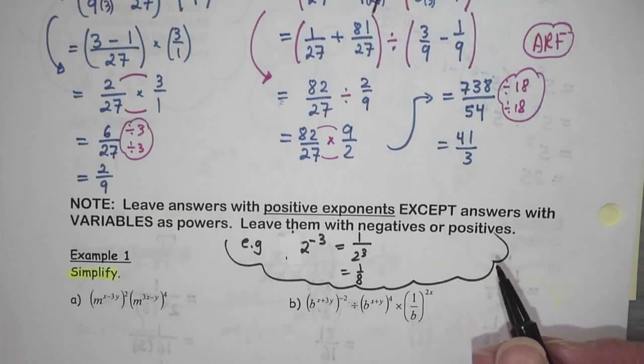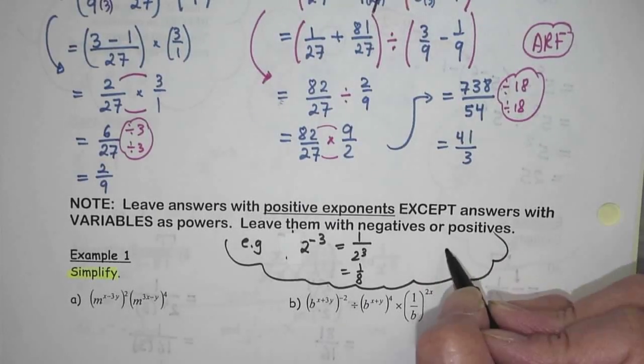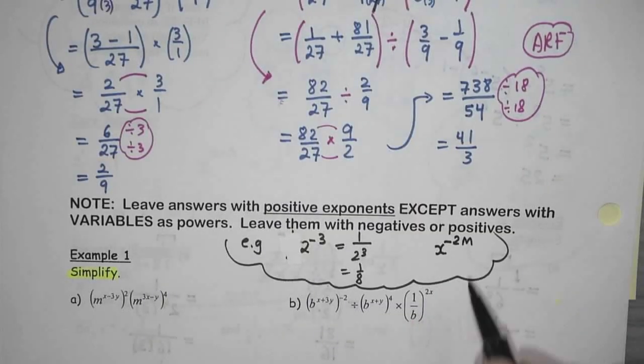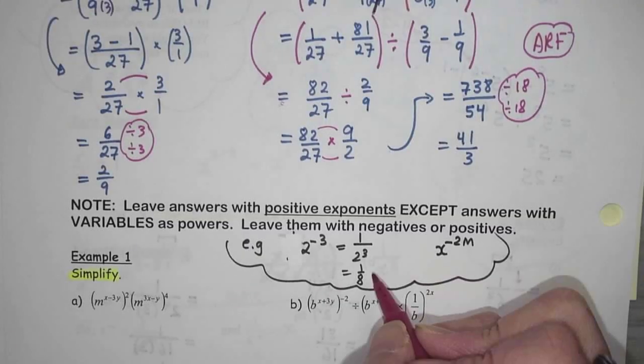But if I said to you, and we're going to do that in these questions down here, that my answer was x to the negative 2m, that's okay. But this one, you have to finish it.